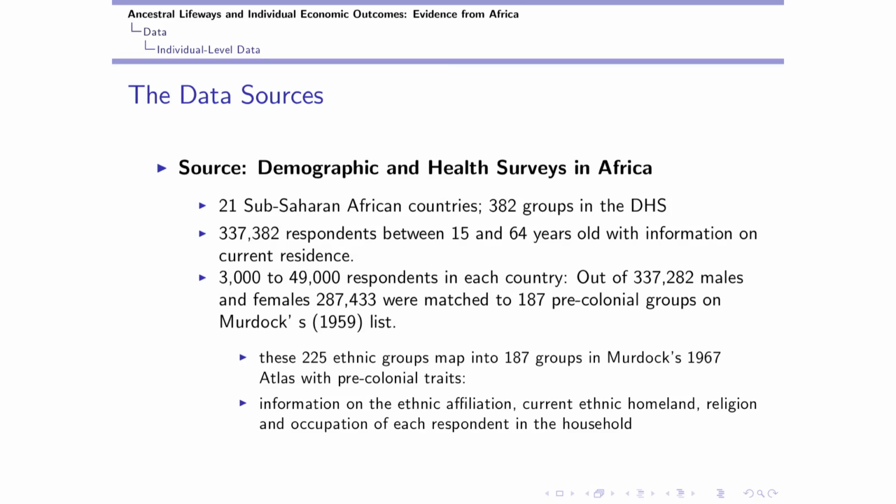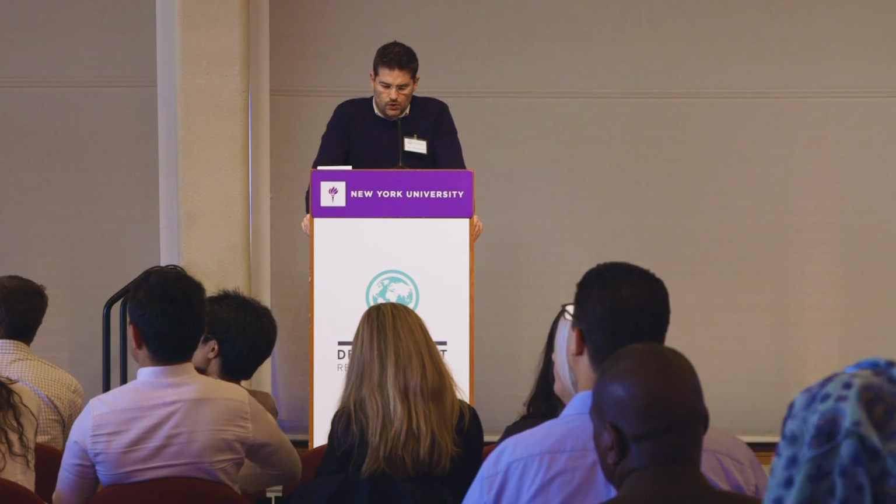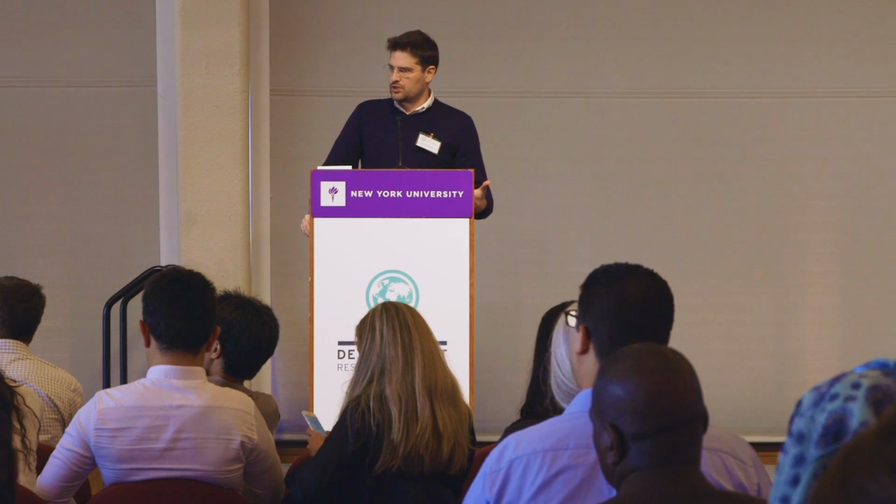Okay, so what is the data? The data is the Demographic and Health Surveys. This is kind of the most detailed data that we have at the country level. It covers about 32 countries. We only get to use 21 because we need data both on the ethnic identity of the respondent as well as the location of the respondent, so that we can effectively control for where these individuals currently reside.